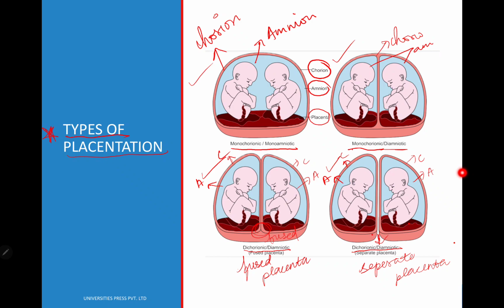That's all. These 4 types of placentation are must know. First is monochorionic, monoamniotic, where there is a single chorion and single amnion and a single placenta. Next coming monochorionic diamniotic. In monochorionic diamniotic, there is one chorion but two amnion. Now next, the dichorionic diamniotic. Dichorionic diamniotic, either the placenta can be a fused placenta or it can be a separate placenta.